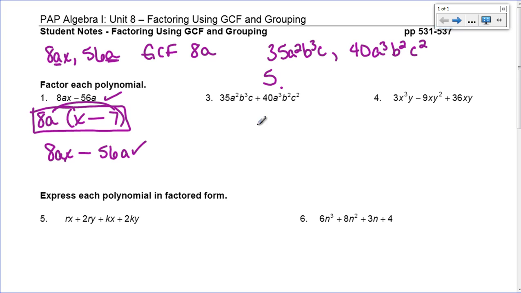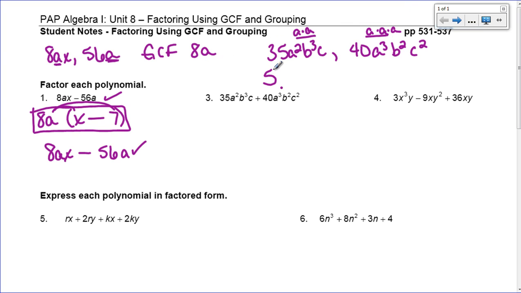a 5. Now when I'm doing my variables, here is how you want to look at it. So I have a squared and a to the third. So what that means is up here I have a times a, and over here I have a times a times a. And hopefully you notice that they have two a's in common. This one has an extra a hanging out, which is not a big deal. We'll take care of that when we factor. But as far as greatest common factor, the largest number of a's they have in common is 2 of them.